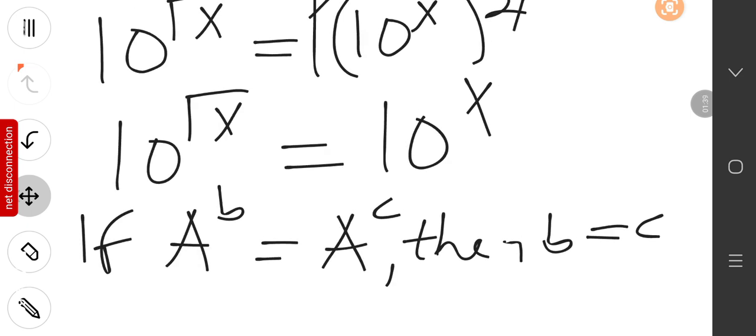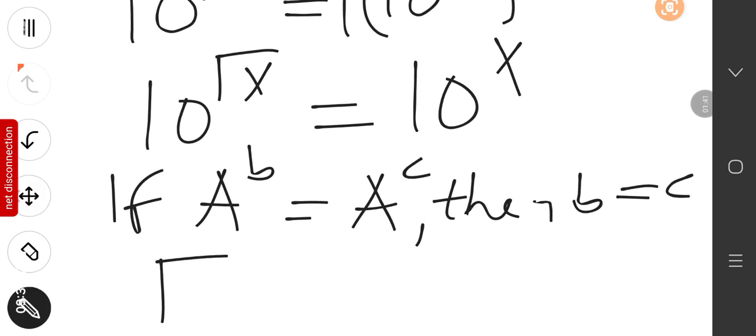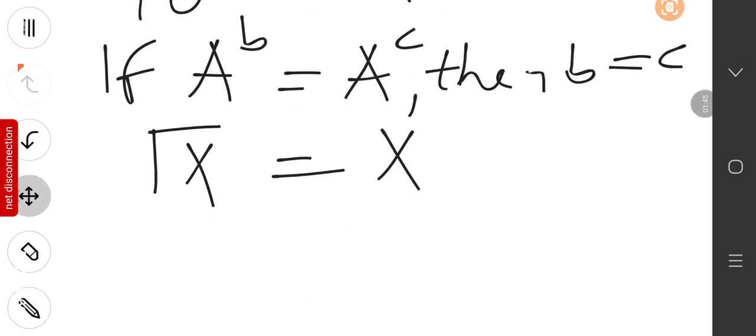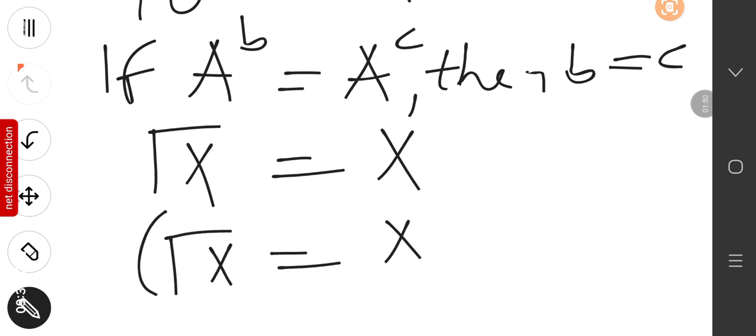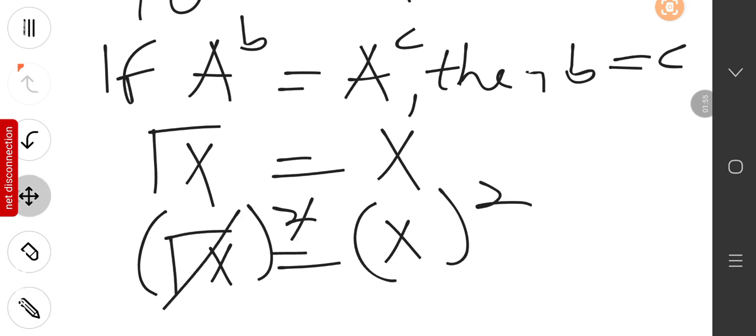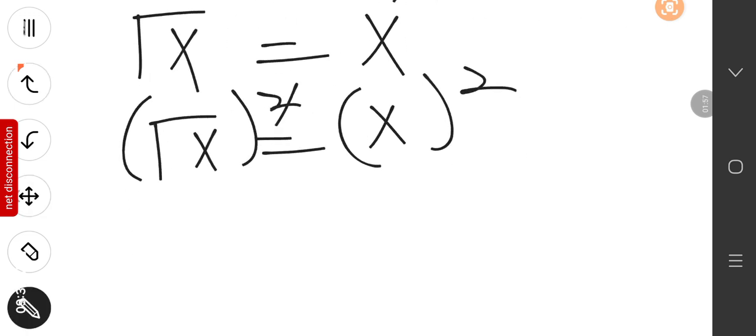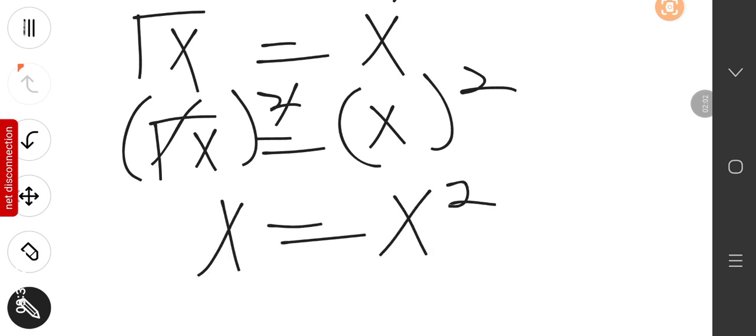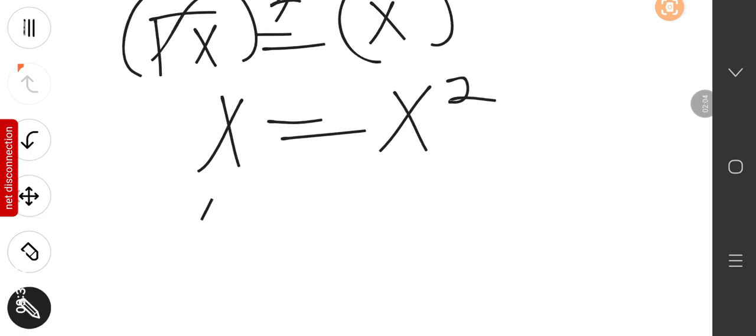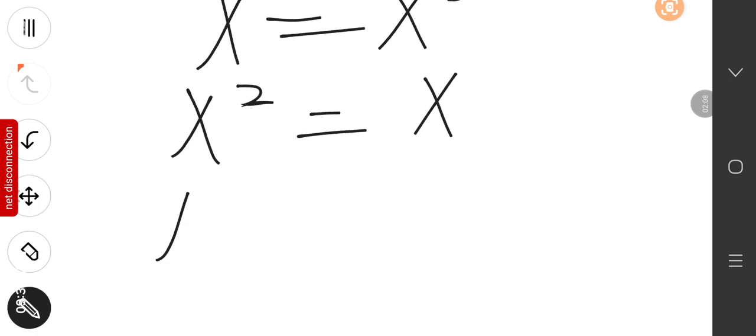Therefore, we can say the square root of x equals x. Now if the square root of x equals x, then we can square this part and square this part as well. So this cancels this root. Our equation becomes x equals x squared. So x squared equals x, so x squared minus x equals 0.